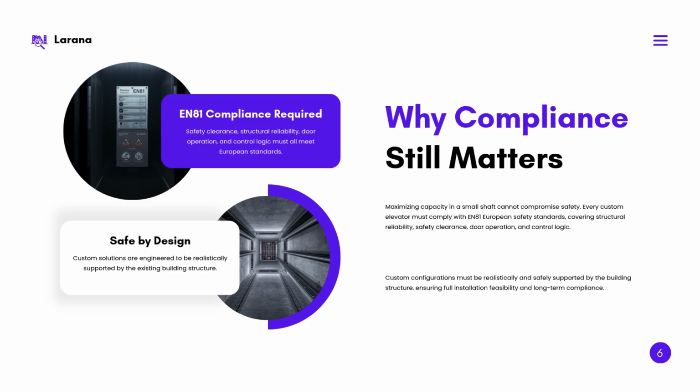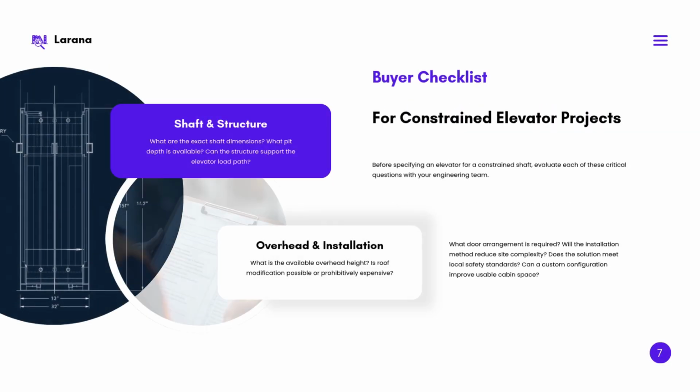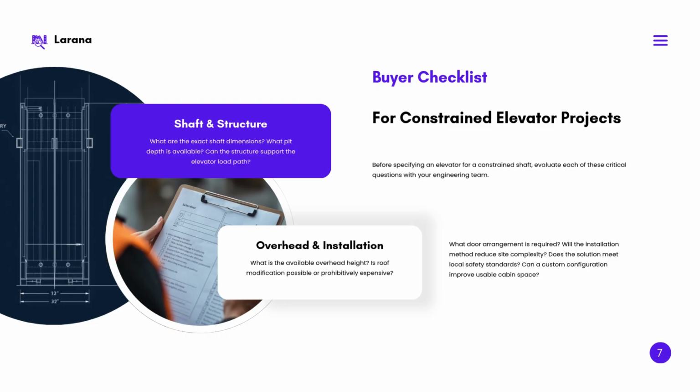But the key point is not simply higher capacity. The engineering point is that space efficiency, installation method, structural layout, and compliance must be evaluated together. Why compliance still matters when engineers try to maximize capacity in a small shaft: safety cannot be treated as flexible. A compact elevator still needs to meet relevant safety standards. For a European project, EN compliance remains a critical design requirement.